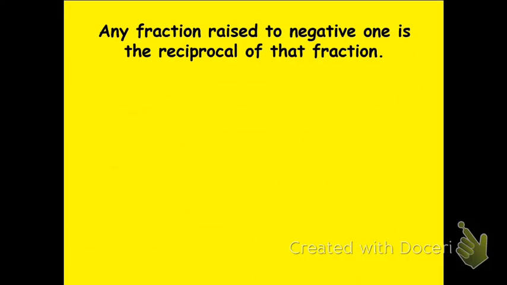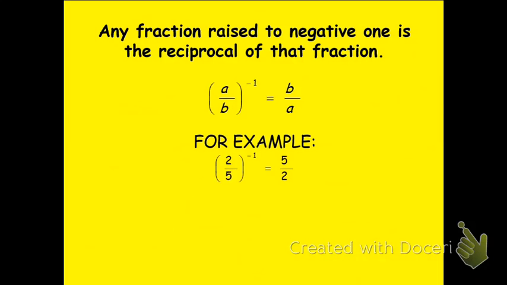Now let's say we don't have a whole number anymore. Let's say we have a fraction. Any fraction raised to -1, so still a negative exponent, you're going to find the reciprocal. Now remember I said reciprocal means to flip. So you're going to take whatever fraction that you have and flip it. Right here you have a over b to the -1 power. You just take it, flip it, b over a. For example, 2 over 5 to the -1 power. All you do is flip it, which is the reciprocal.